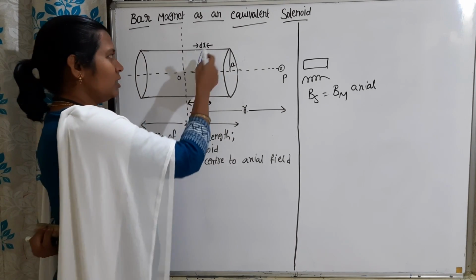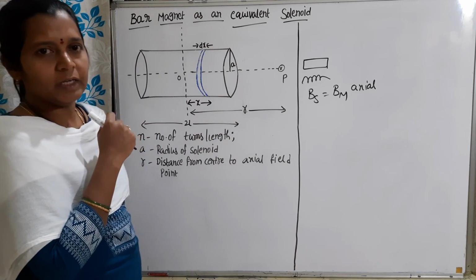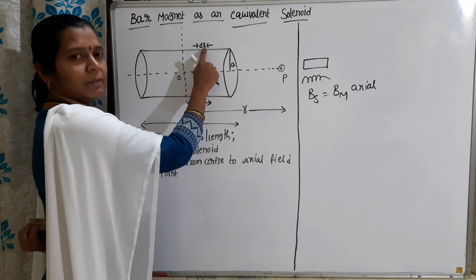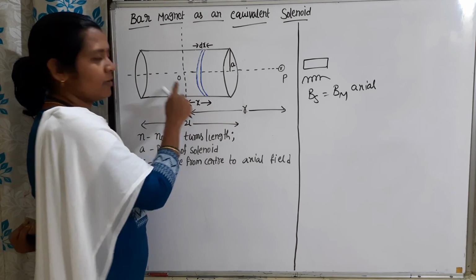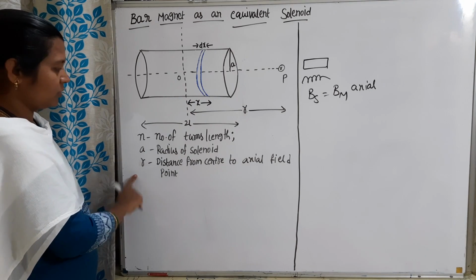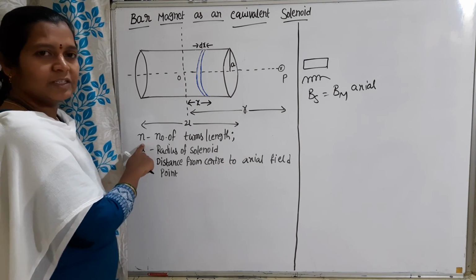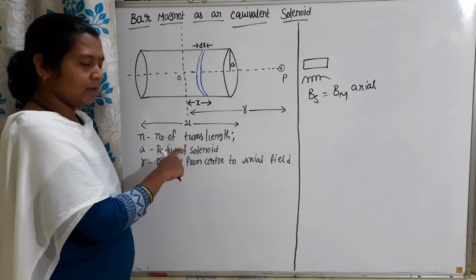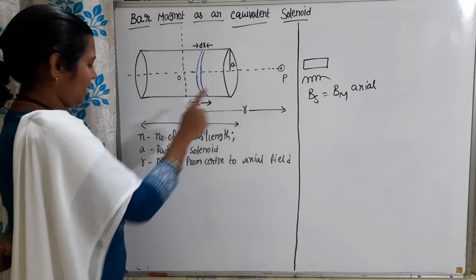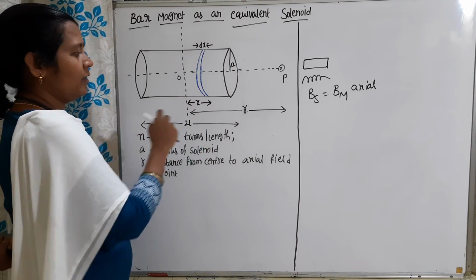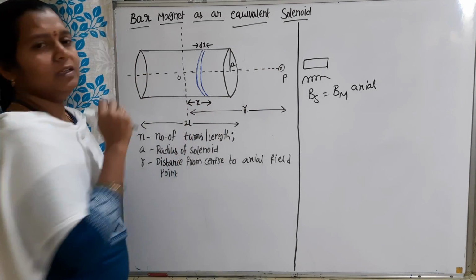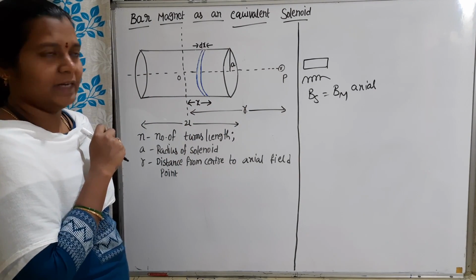And we consider a small circular element of thickness dx. This circular element is at a distance x from the center of the solenoid. These are the parameters we are using. Let n be the number of turns per unit length, and 2L is the total length of the solenoid. A is the radius of the solenoid. R is the distance of the field point from the center of the solenoid.